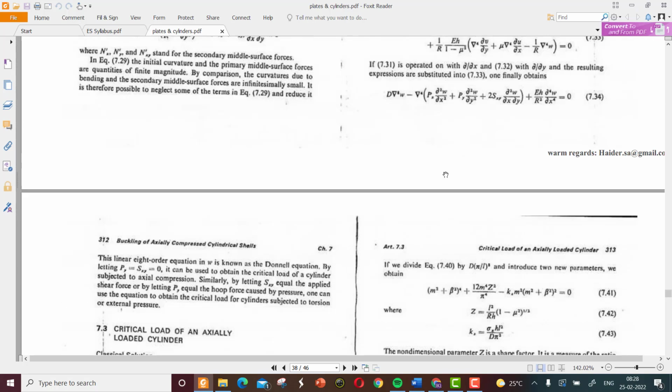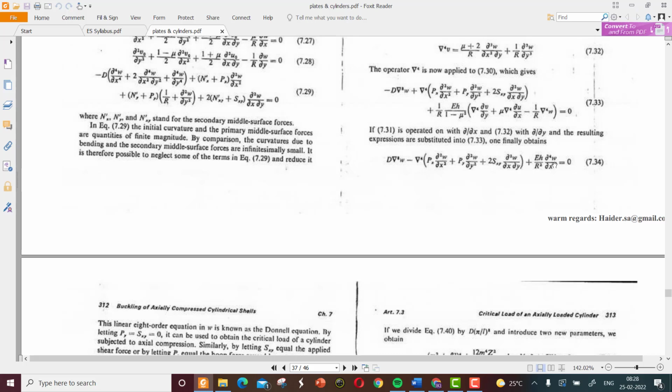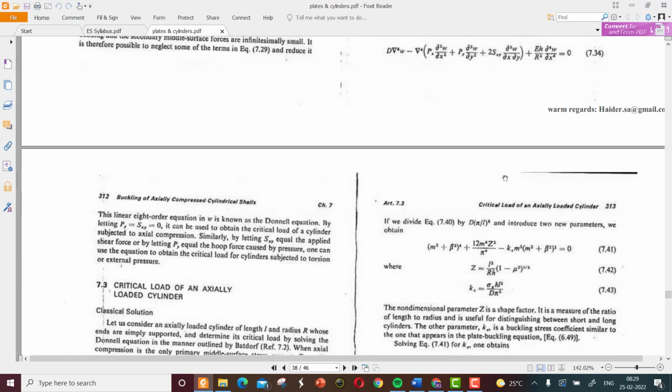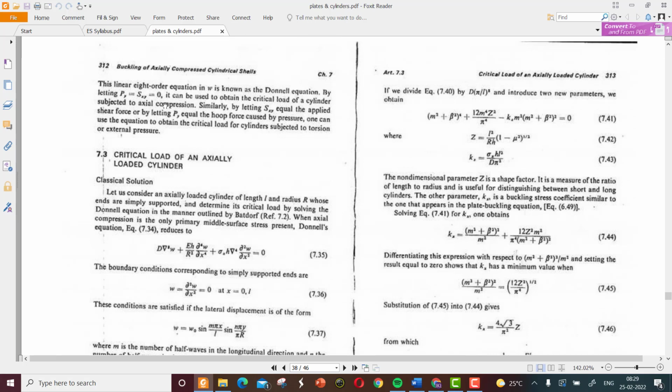So basically, this will be the main equation for analyzing cylindrical shells for any type of loading, and the necessary conditions can be applied to the equation to get the behavior of cylindrical shells under axial compression, external pressure, as well as torsion. Thank you.